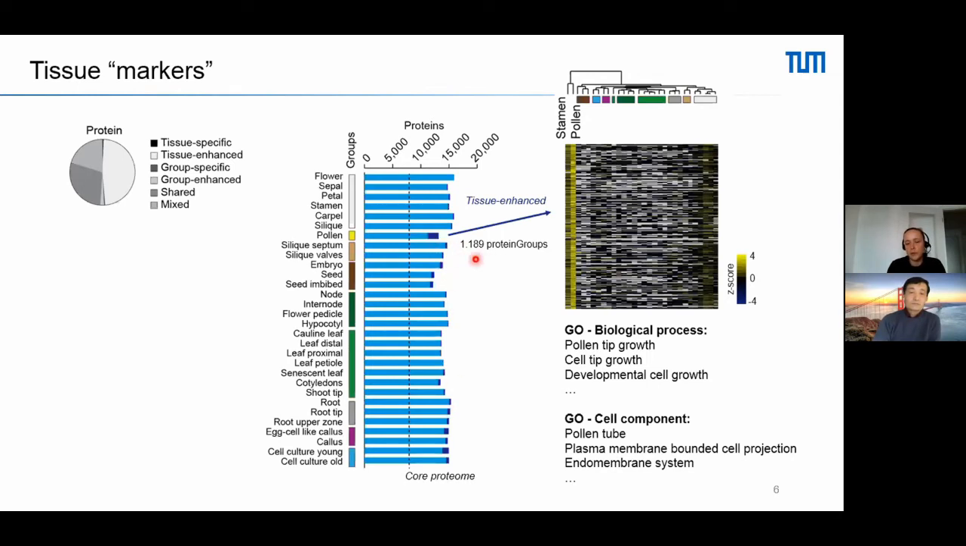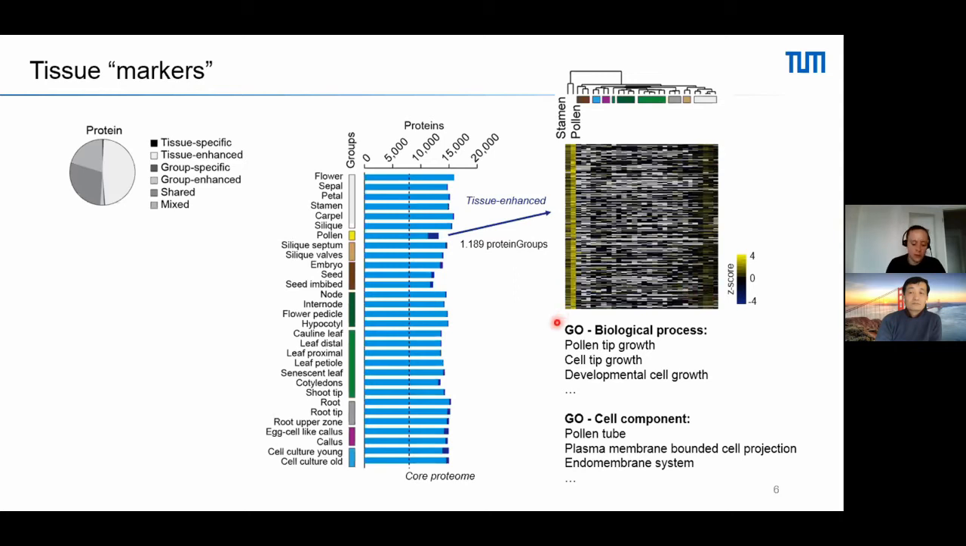So in pollen, we found about 1,200 proteins, which were, as you can see here in this heat map, very highly expressed in pollen compared to all of the other tissues. We also find a high expression of these proteins in the stamen sample, which is the closest similar tissue to pollen in our atlas. And we also find a little bit of expression in the other flower samples.